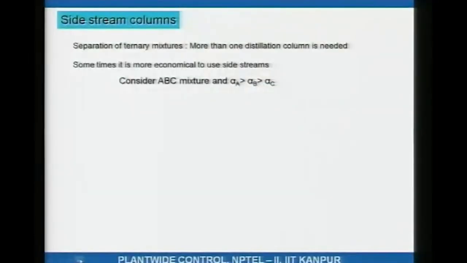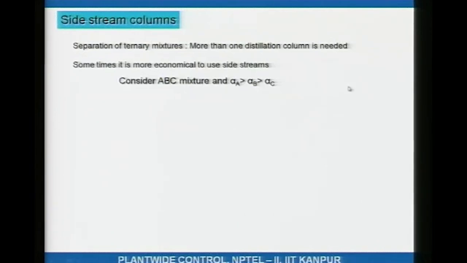All right. So, now we will talk about control structures for these columns, and that probably is best done using the presentation that we will do. All right. So, now we are going to look at how do we control side stream columns or side draw columns. Like I explained previously, in the separation of ternary mixtures, if you want all three pure components, more than one distillation column is needed. You will need at least two distillation columns. Sometimes it is more economical to use side streams, and I also have explained the context in which it is more economical to use side streams.